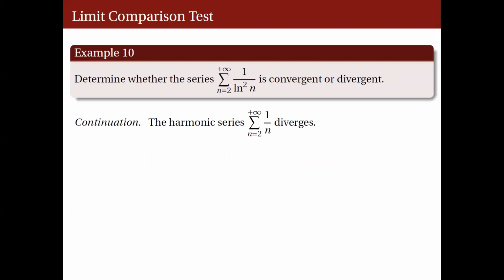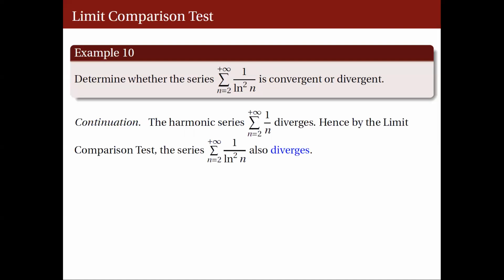Alam natin na ang harmonic series na summation 1 over n diverges. Kaya base sa case 3 ng limit comparison test, the series summation 1 over ln n squared also diverges. Tandaan din natin sa case 3 na mangyayari lang ito kapag divergent si summation of b sub n. Kung sakali limit ng a sub n over b sub n ay infinity, pero ang series ni b sub n ay convergent, wala tayong conclusion base sa theorem ng limit comparison test.